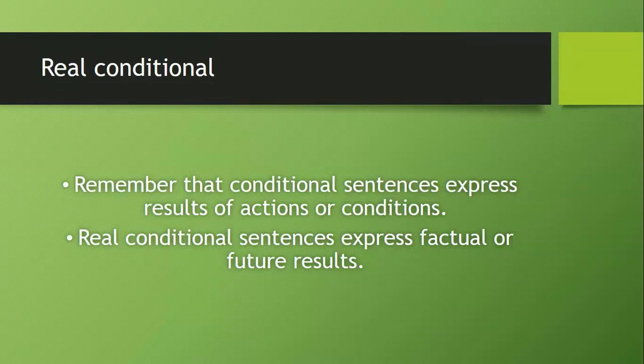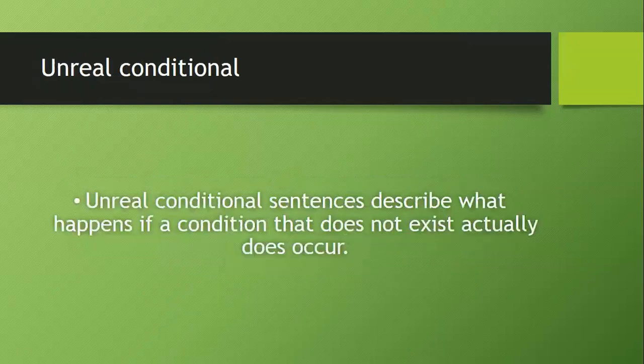Remember that conditional sentences express results of an action or conditions. Also, real conditional sentences express factual or future results. Then, these are real actions, real things, real elements or successes that happen in a specific time. Great. So, for example, for the real conditional, you can get different things.